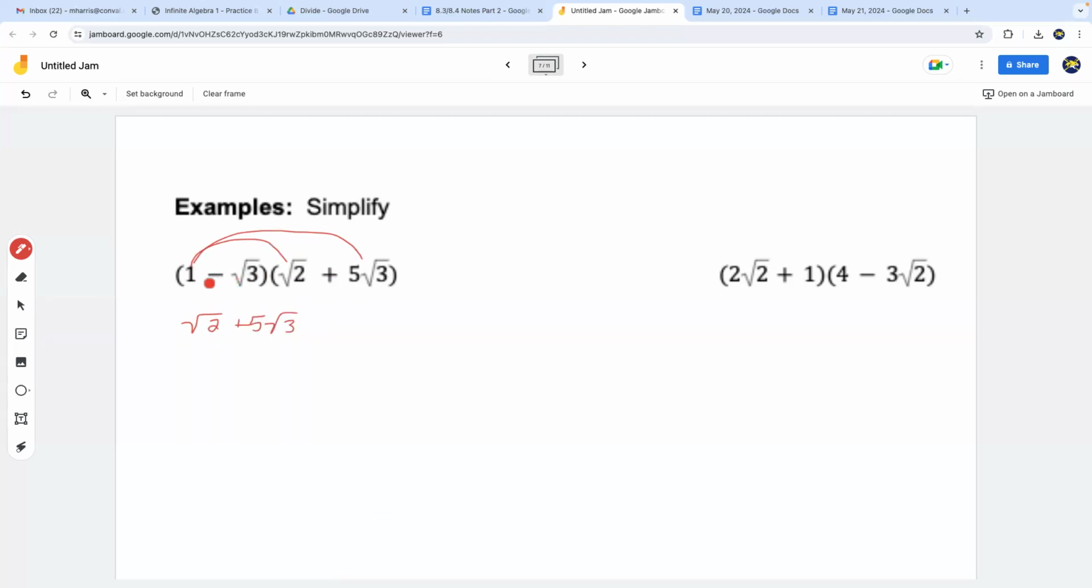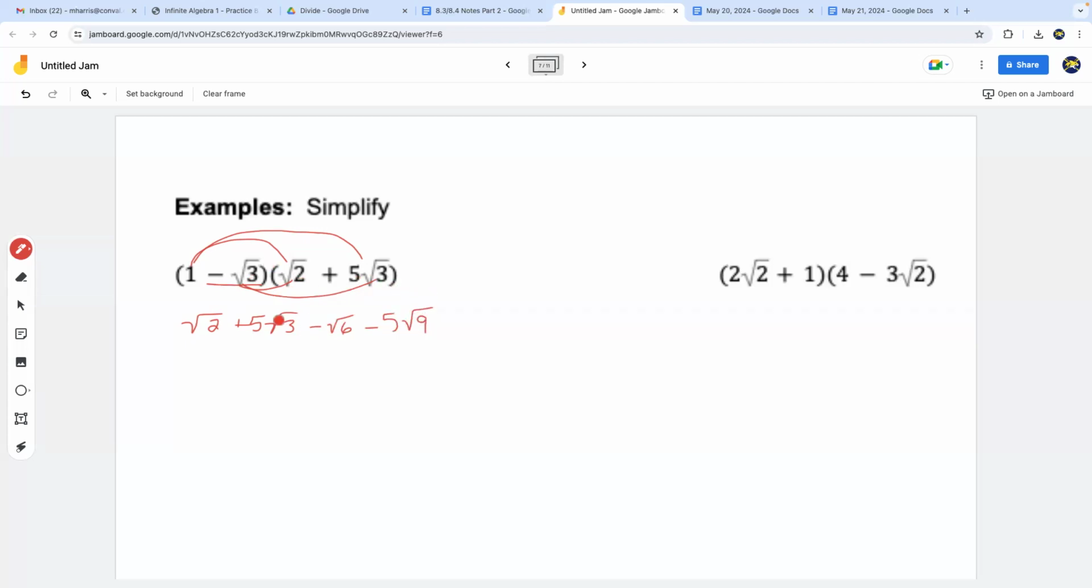Then we're going to take this negative root 3. You got to remember this minus sign. And we're going to distribute it to the root 2, and we're going to distribute it to the 5 root 3. So we have negative root 3 times a positive root 2. A negative and a positive makes it a negative, and they're both under the radical, so we're going to multiply them together. You get root 6. Then we're going to take negative root 3 times a positive 5 root 3. Negative and a positive makes it a negative 5. Root 3 times root 3 is root 9, because 3 times 3 is 9.